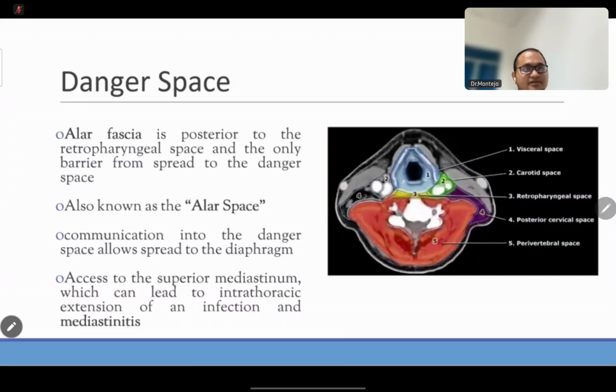Next one, your danger space, also known as your alar space. Your alar fascia is posterior to the retropharyngeal space and is the only barrier from spread to the danger space. They can communicate going to the mediastinum, and it can lead to mediastinitis. That is a dreaded complication.